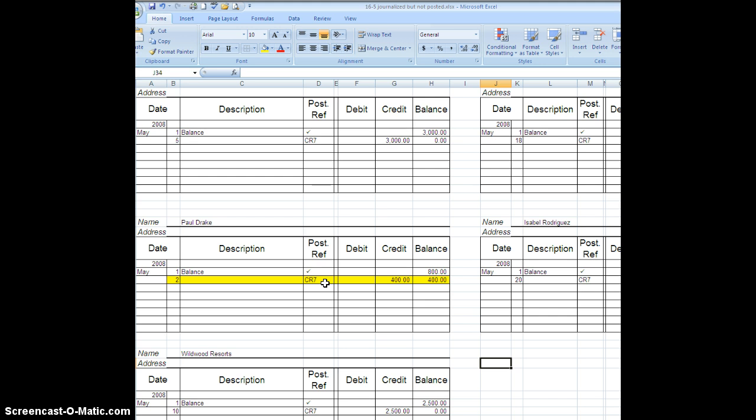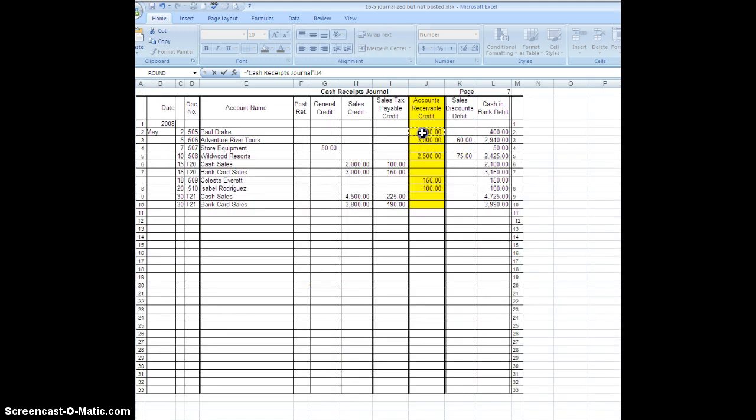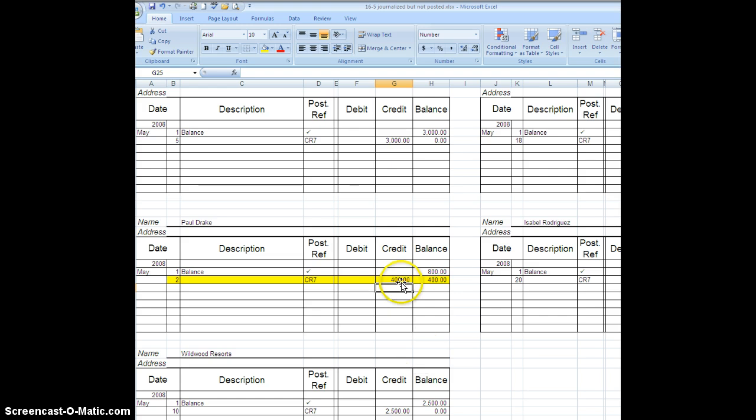So now you have a third journal. We have the general journal, the sales journal, and the cash receipts journal, and you need to indicate which one the information is coming from. So this is going to be CR page 7, and then you're going to click on your credit, hit equals, go back to your cash receipts journal, click on that 400, go back to your ledger and hit enter. Okay, and the 400 shows up there.